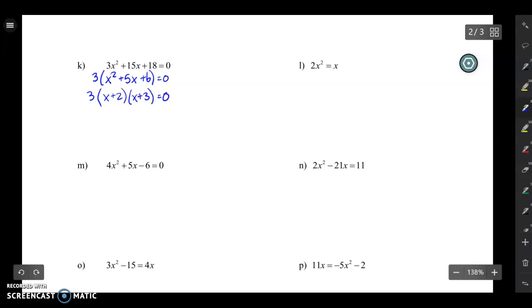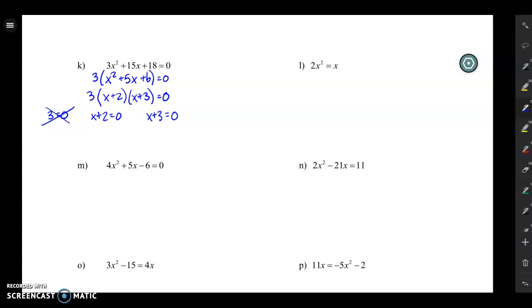Oops, I forgot to put my equals 0. Then I'm going to set each factor equal to 0. So 3 equals 0. Whoops. x plus 2 equals 0. And x plus 3 equals 0. Okay, let's look at this first one. 3 equals 0. Well, 3 doesn't equal 0. There's no way I can make 3 equal to 0. So this is not going to give us a factor. It's not going to give us a solution. That 3 out front is going to affect the graph and some other things, but it's not going to affect the solutions.